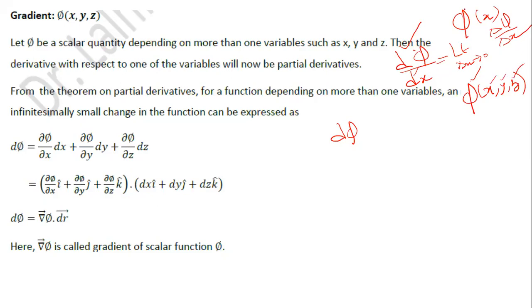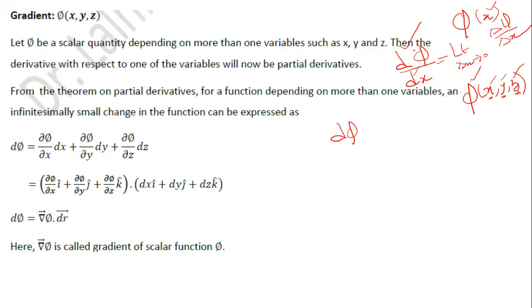So when the function depends on only one variable, whenever we talk about change in phi, it has to be change in phi with respect to change in x only, right? But if we have a function which depends on more than one variable, then the change in the function can occur with respect to changes in x. Change in phi can occur with respect to changes in y, and similarly change in phi can also occur with respect to changes in z, right?